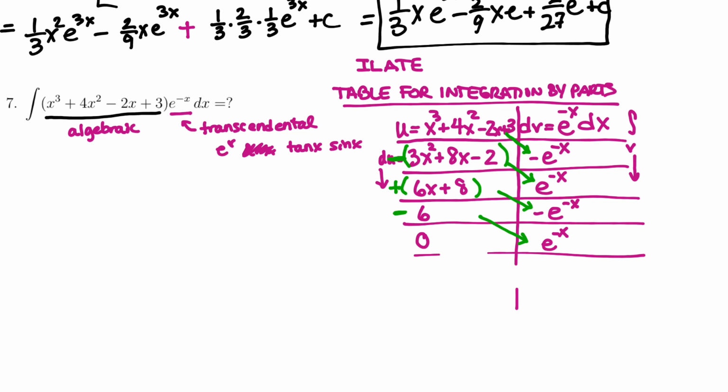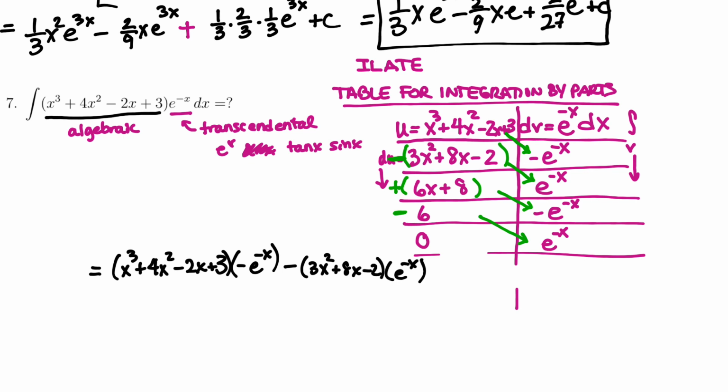You're going to take this times this, minus this times this, plus this times this, minus this times this. It's a short way. What we've done is integration by parts, but we've done it stacking it on top of each other and made it nice and clean so that you can just do one big answer at the end. It's huge. It's crazy. You would get the same thing if you did integration by parts on top of integration by parts on top of integration by parts. But this answer here is going to be the following. x cubed plus 4x squared minus 2x plus 3 times negative e to the minus x. Oh, Tina, you're running out of space. Minus 3x squared plus 8x minus 2 times e to the negative x. Plus 6x plus 8 times negative e to the minus x. Minus 6 times e to the minus x plus c. There's my c at the back end.